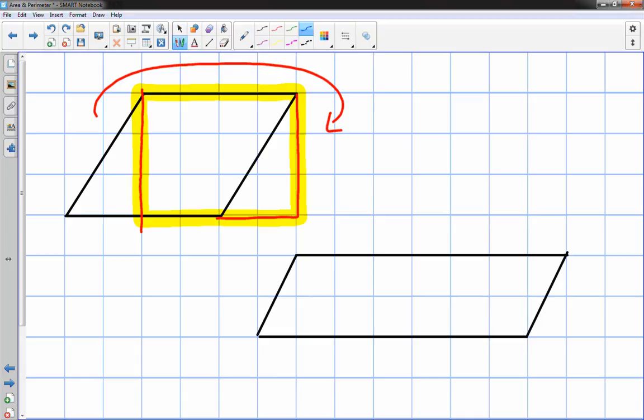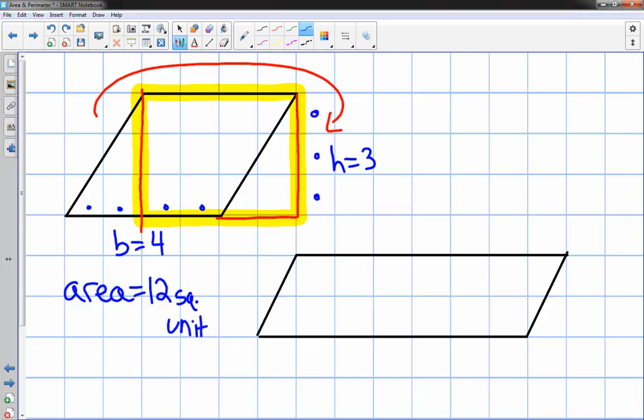So the length of the base is 1, 2, 3, 4. Now the height, it's the height straight up and down, not along the slope. So the height of this thing, over here, 1, 2, 3. The height is equal to 3. So the area is 12. Write it down here. Area of this parallelogram is equal to 12 square units. Running out of room.